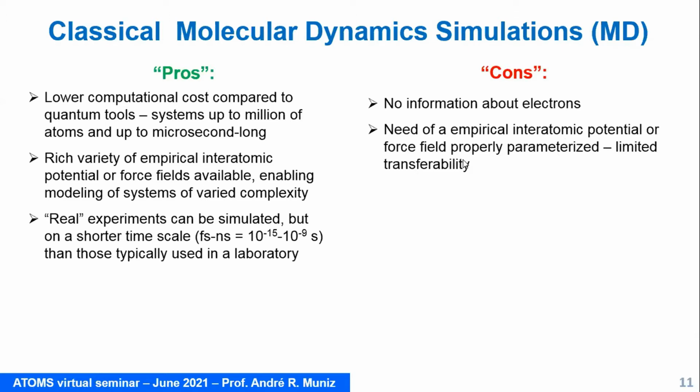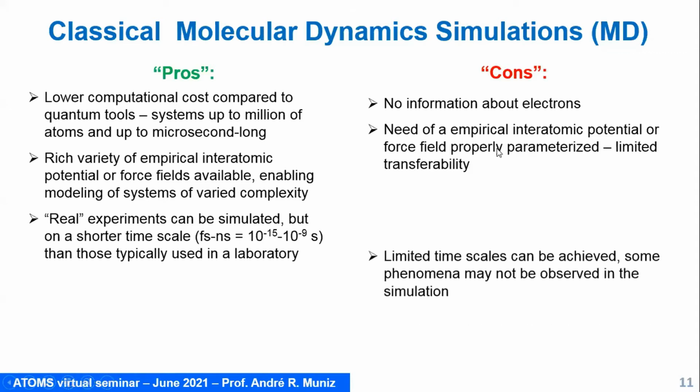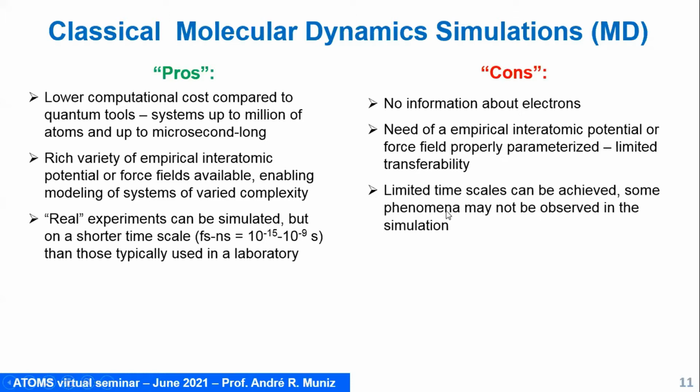Most of the accuracy of the calculations, we could say, is due to a good choice of this interatomic potential. And of course, as we have some limitation on the time scale that can be achieved, some phenomena that are of interest may not be observed in the simulation unless we do something different. We accelerate the phenomena to be observed.